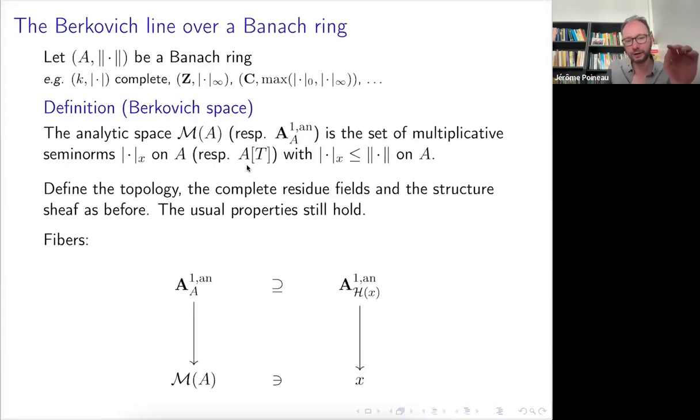So this tells you that if you want to describe the affine line over A for some Banach ring A, what you need to do is to describe M(A), somehow the base space, and then the fibers, which are all affine lines over some valued fields, basically of the sort we described before. So if your field is trivially valued, it's just like this star with one central point. Otherwise, if H(x) is not trivially valued, you have a tree with a lot of branching everywhere. And all of this gets put together inside those spaces.